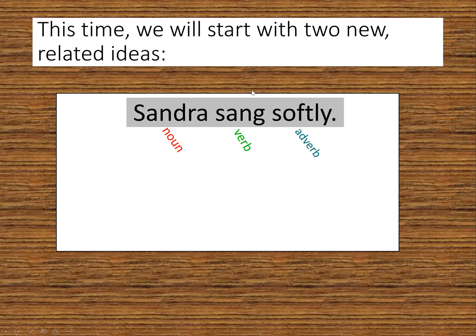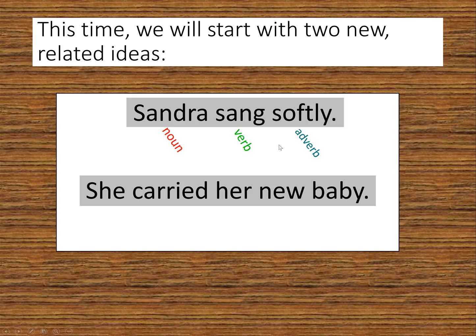Adverbs, the easiest way to remember them is that they go with verbs. They help explain how actions are done. That's not the only way to use them, and I have talked about adverbs separately, but that's the easiest way to remember them. So she didn't just sing, she sang in a certain way. She sang softly.